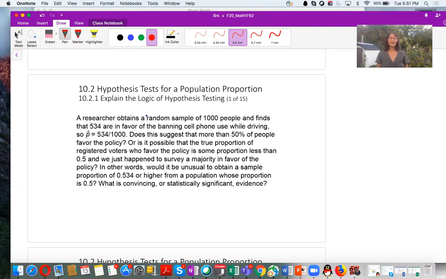So in this example, you get sample data. Sample size 1,000. Out of these 1,000 people, you found 534 in favor of banning cell phone use while driving. The question is: is this statistically significant for the population, based on the sample data?